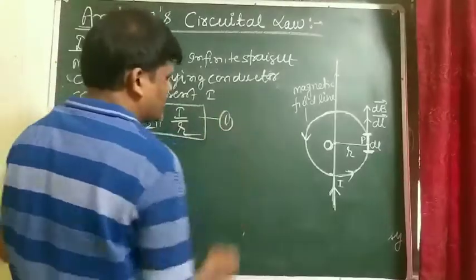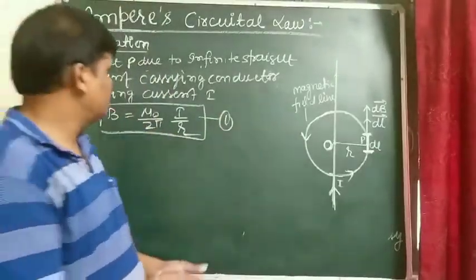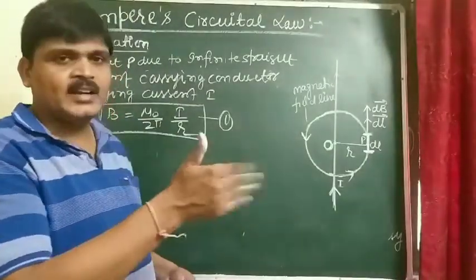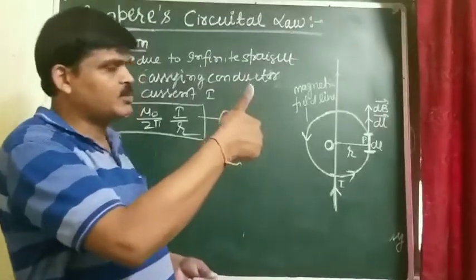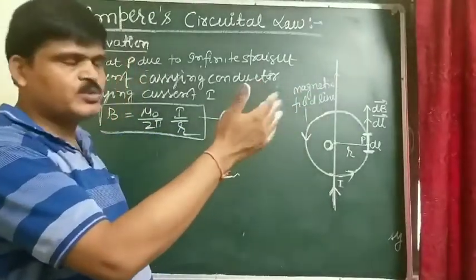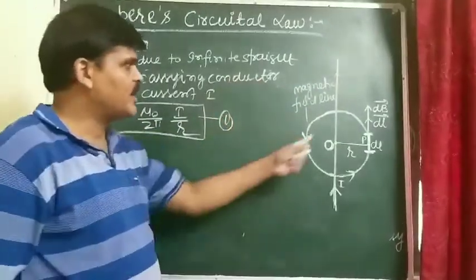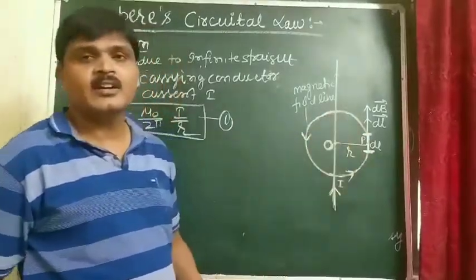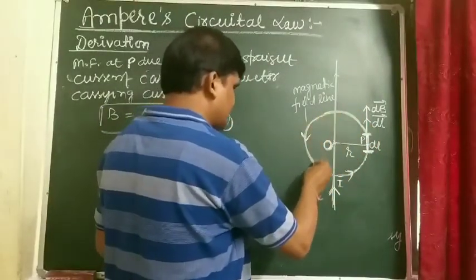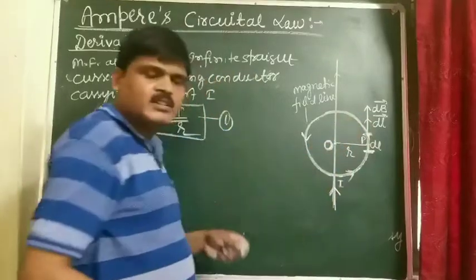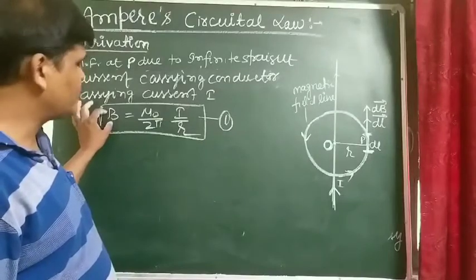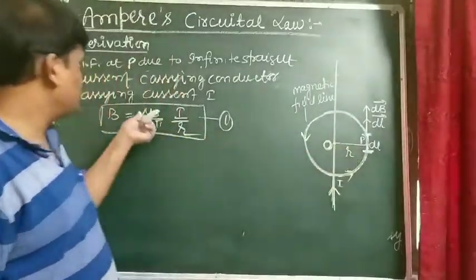This is equation 1. And students, you know what the magnetic field pattern lines are. If you apply the right hand thumb rule, then the thumb shows the direction of the current flowing in the straight infinite conductor, and the curling fingers show the magnetic field pattern lines. So the magnetic field lines are concentric circles around the straight current carrying conductor.